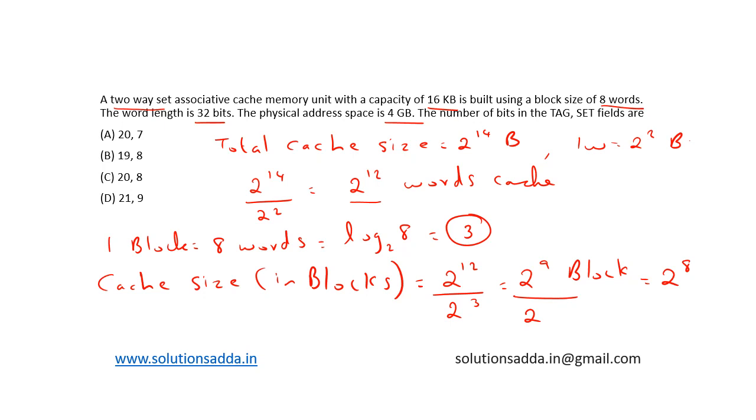So we have 2 to the power of 8 sets. So the set offset is 8 here. So going by the options, either B or C can be the correct answer. Now let's calculate the rest.